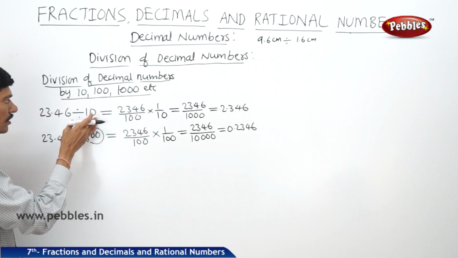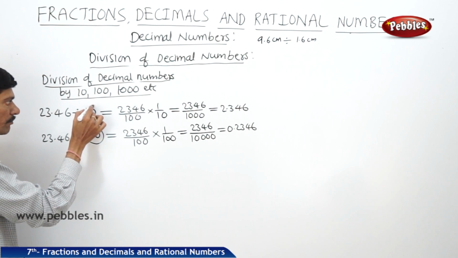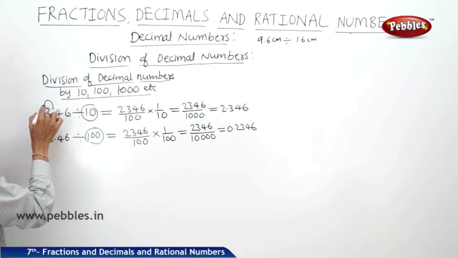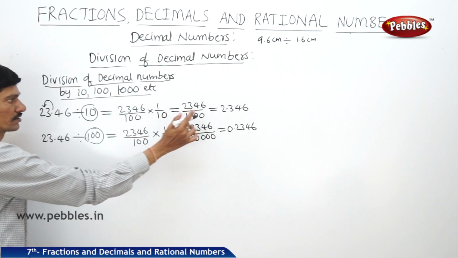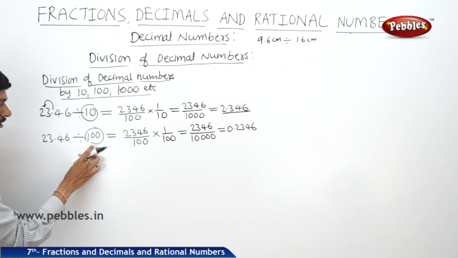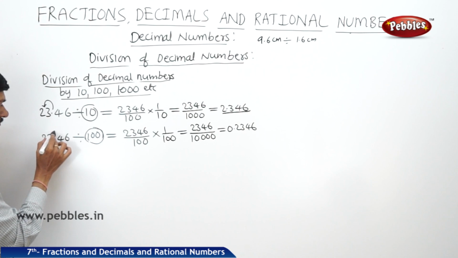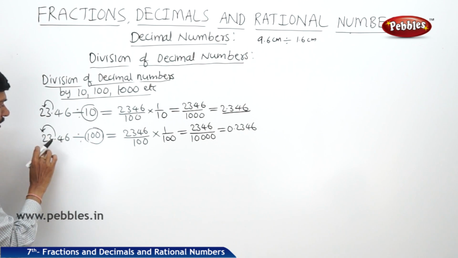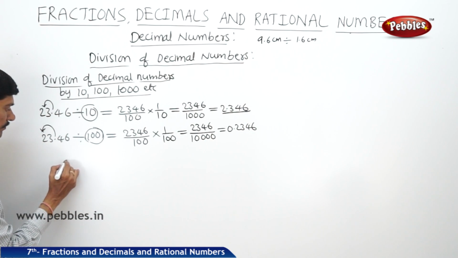Now when you divide any decimal number by a number such as 10, 100, 1000, then the decimal point will be shifted as many digits as there are zeros in the number. So in the given number 10, there is only one zero, so then the decimal point is shifted one digit to the left, so then it became 2.346. Now when you divide the decimal number by 100, there are two zeros in the number 100, so the decimal point will be shifted two digits left, then the quotient became 0.2346.